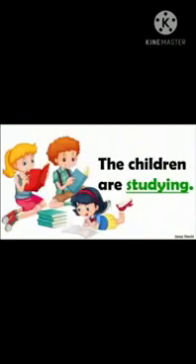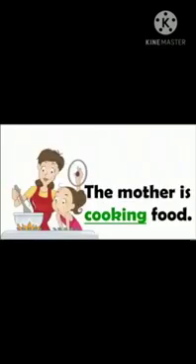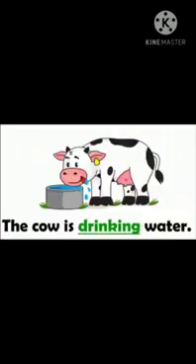Look at the next one. What are the children doing? They are studying. Studying is an action word. Look at the next one. What is the mother doing? The mother is cooking food. Cooking is an action word. What is the cow doing? The cow is drinking water. Drinking is an action word. What is the boy doing? The boy is crying. And crying is an action word.